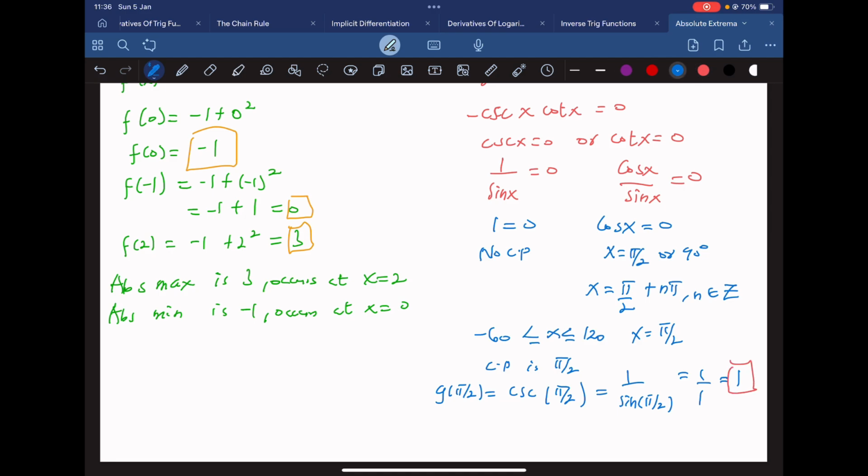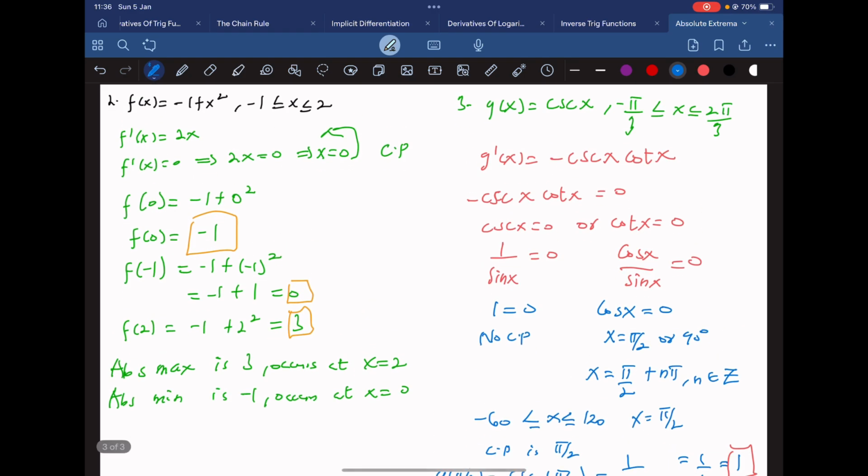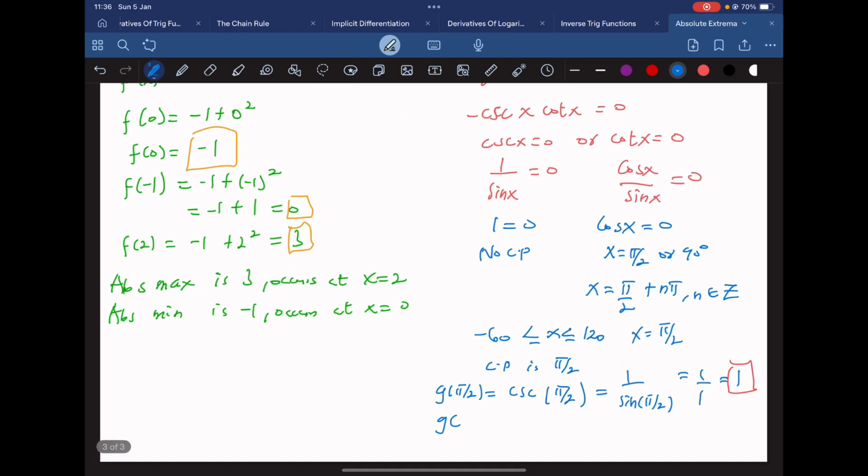And then we have to consider the end point. So we have g of negative pi over 3. So this is 1 over sine of negative pi over 3, and this is equal to 1 over sine of pi over 3, negative. Remember, negative pi over 3 is negative 60.